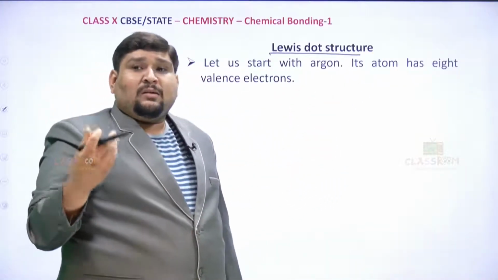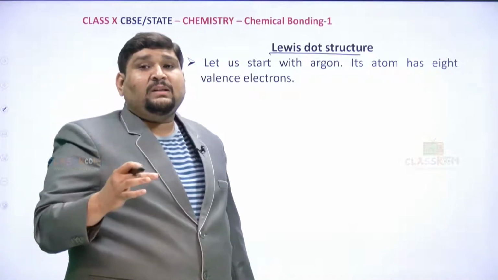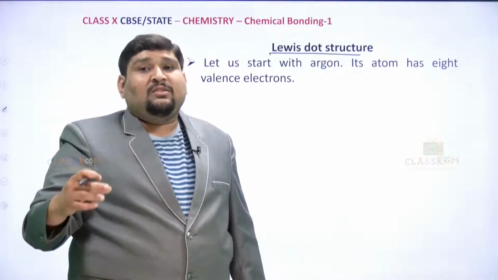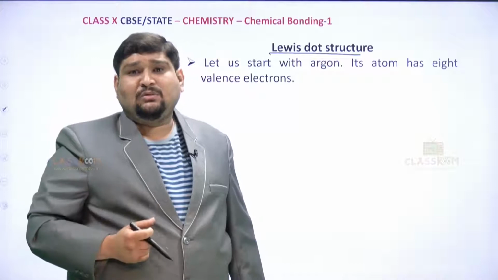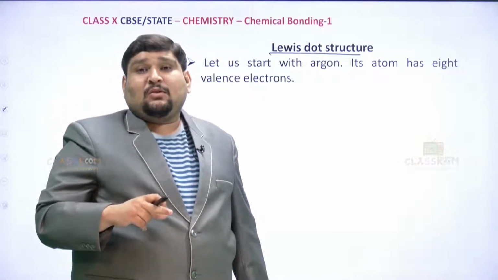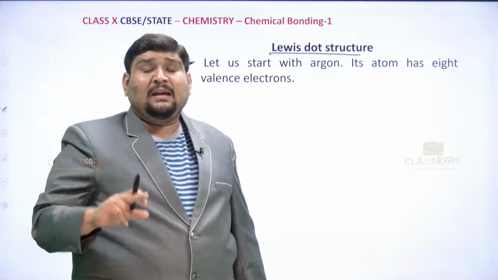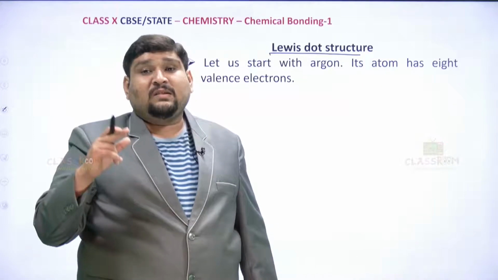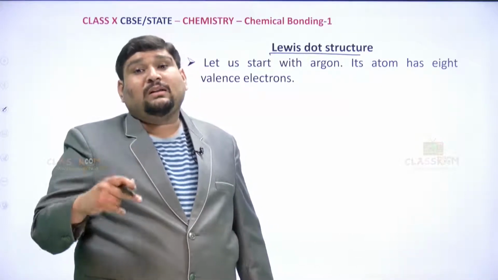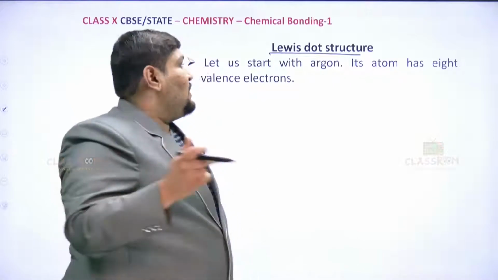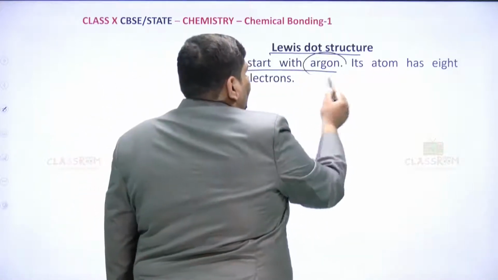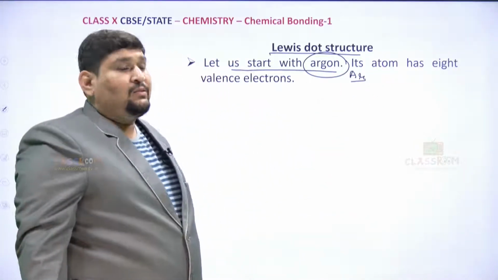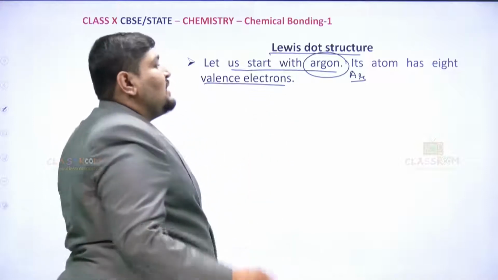To understand this concept, we first need to know the number of available valence electrons in the outermost shell, the valence shell, of any atom you take. You also need to take care of how you represent them, because, as we learnt, these Lewis dot structures or Lewis symbols can be represented in the form of dots or crosses. When we start with argon, an element with the symbol Ar, it has 8 valence electrons in its outermost shell.